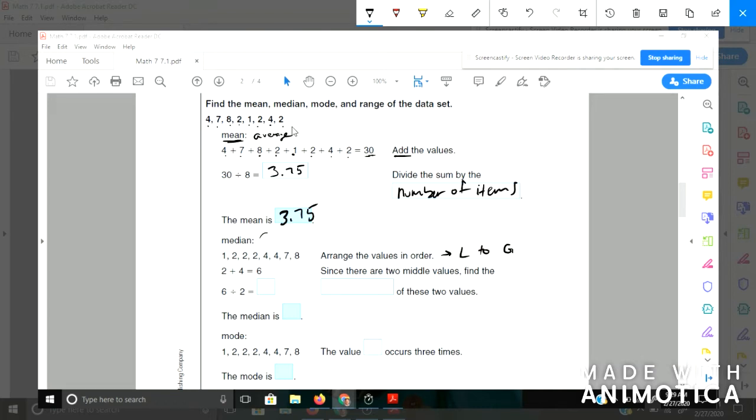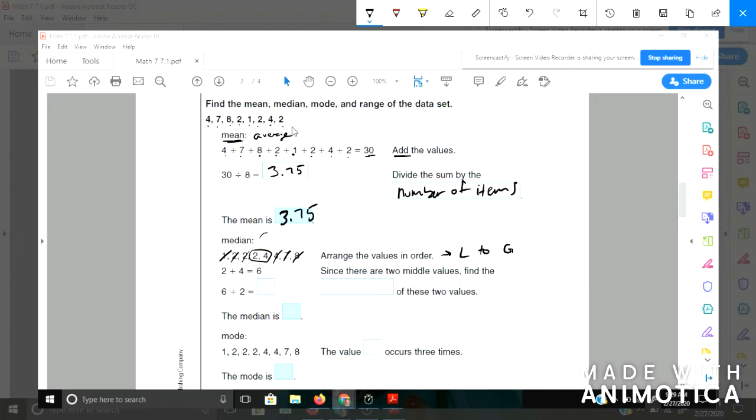So here's how I do it. I scratch out my smallest and my greatest, and I work my way towards the middle number. Smallest and greatest, the next smallest and the next greatest. And I'm left with 2 numbers, right? So I have 2 middle numbers. It's 2 and 4.